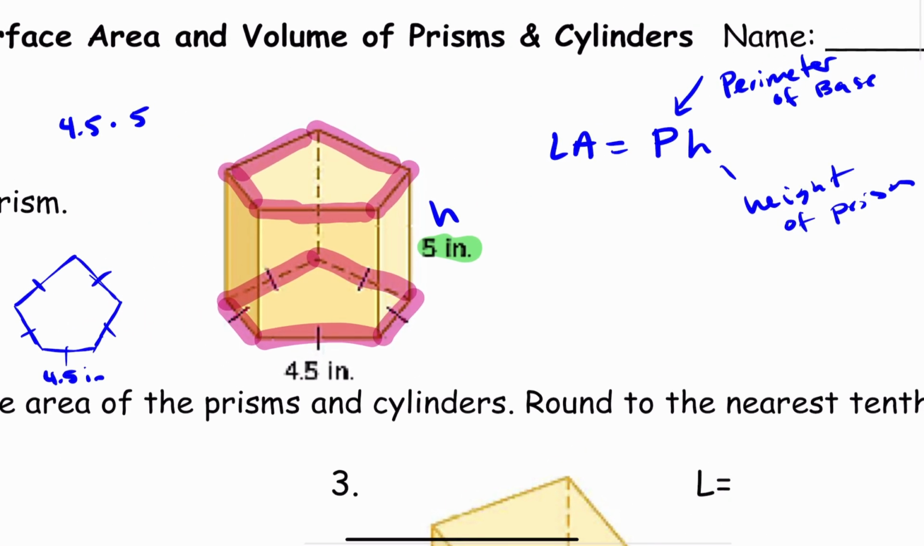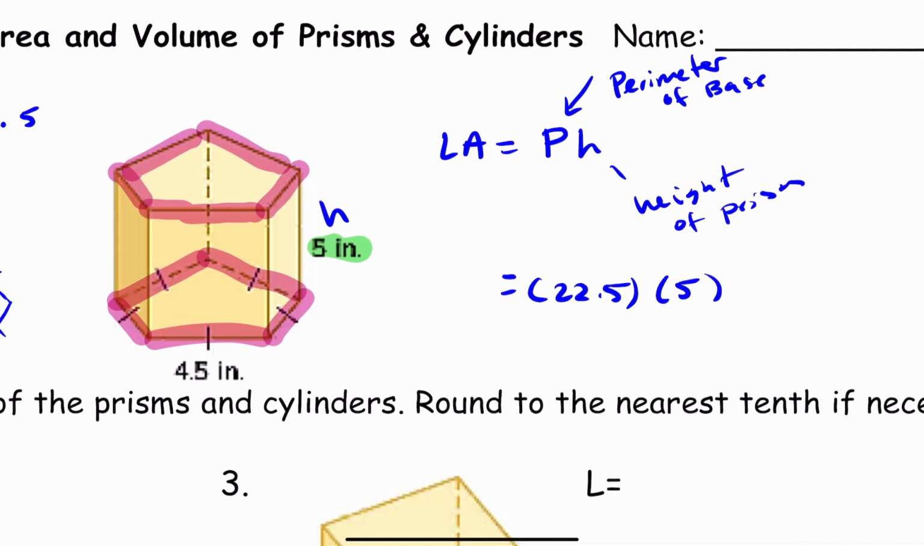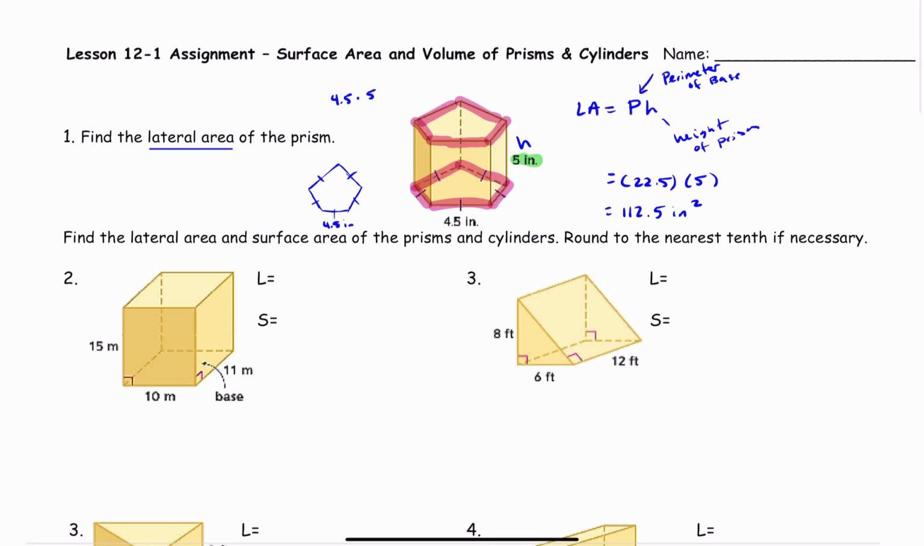So 22.5, and you multiply that by the height of the prism, so it's 5. So you do 22.5 times 5, and your answer is 112.5 square inches. And that's your answer for number 1.